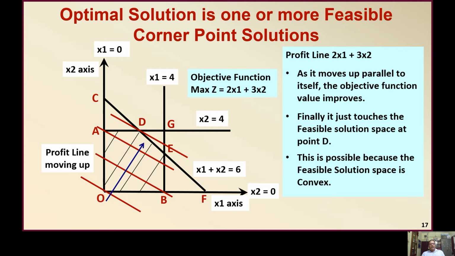Some special cases can also happen. What is that special case? Suppose this profit line, this red line, is actually parallel to this line CF.